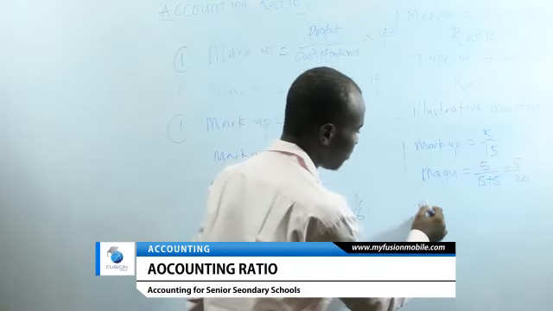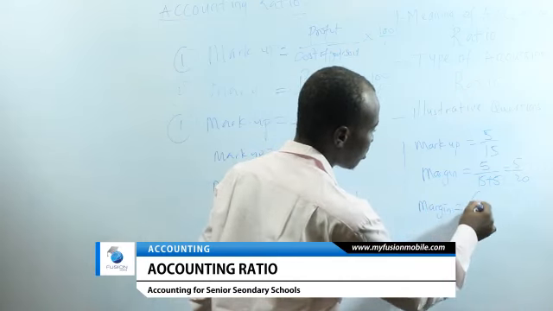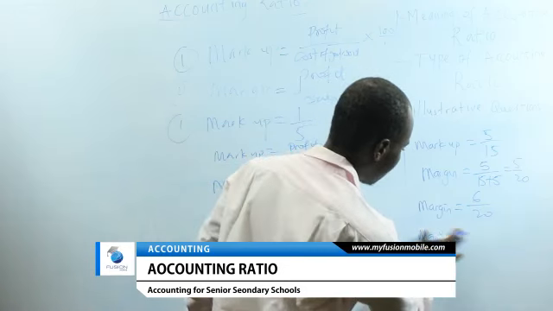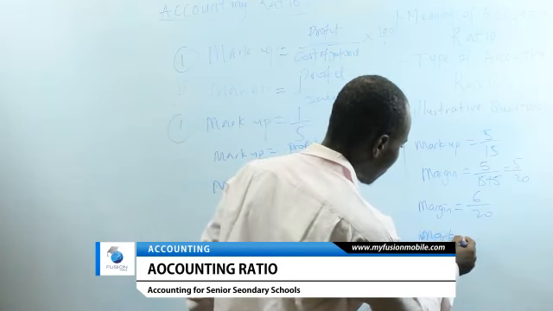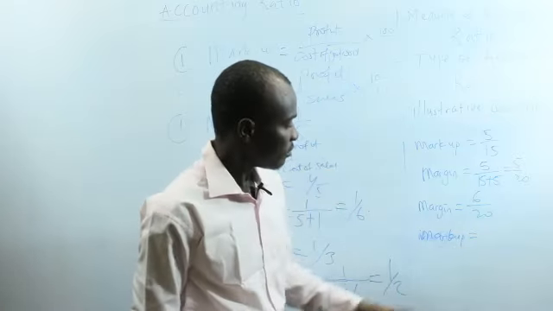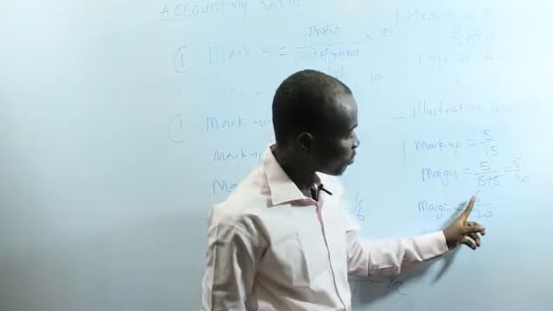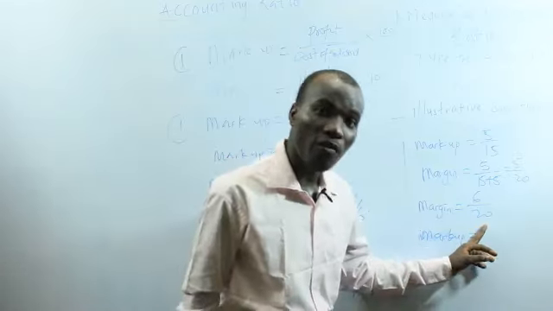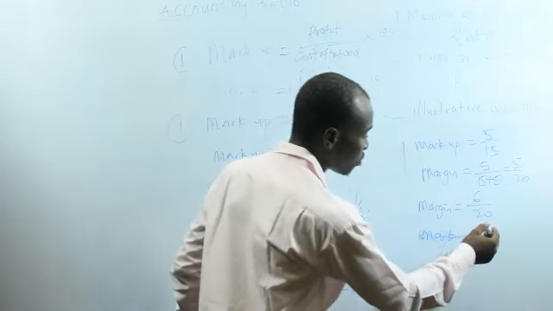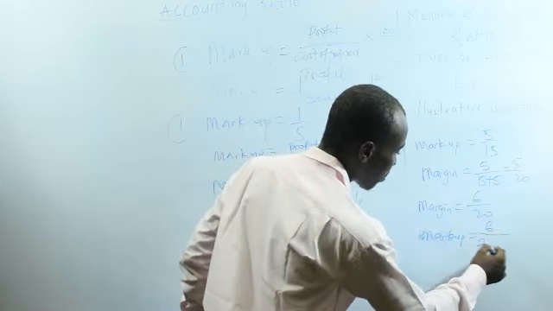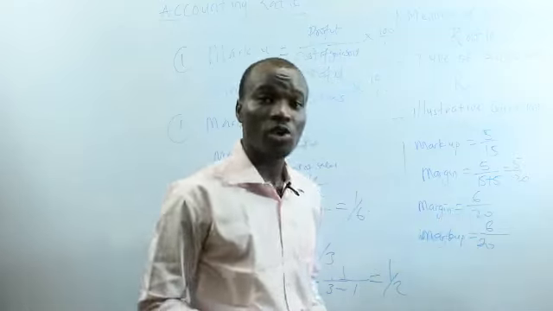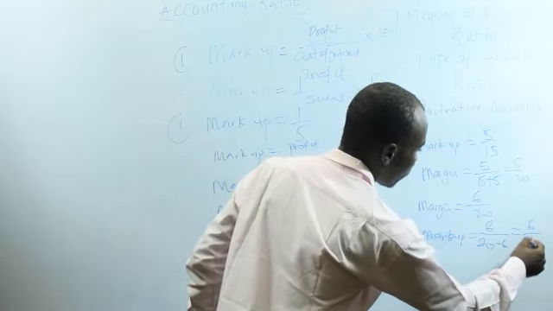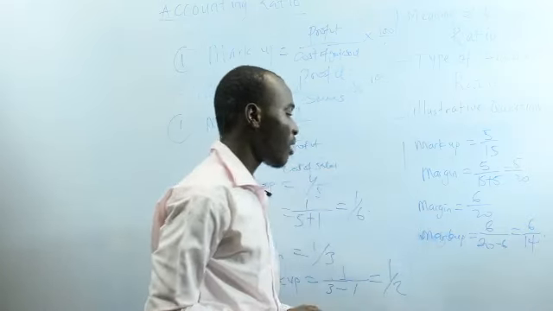Also, we can have margin, which is 6 over 20. We should convert this to markup. The margin, which shows the profit over sales, can be converted to markup, which shows the profit over cost of sales or cost of goods sold. So we have 6 which serves as the profit, then 20. The sales will now be converted to cost of sales by subtracting profit from it, minus 6. That will then give us 6 over 14. That will become our markup.